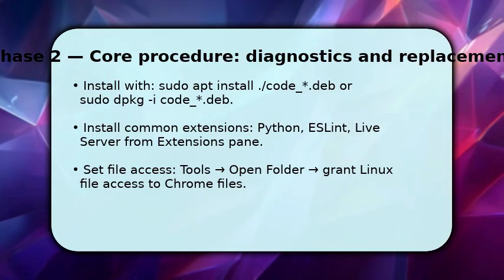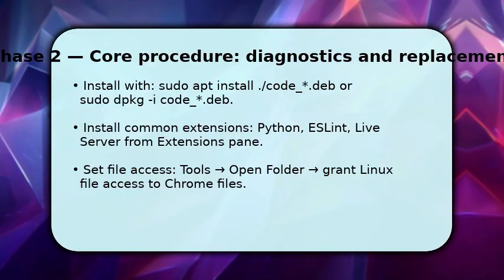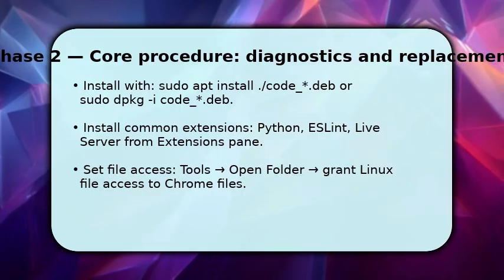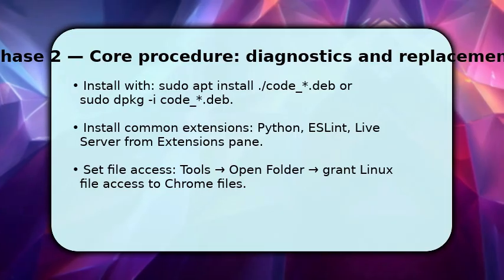Once installed, launch code and install essential extensions for your workflow, for example Python, ESLint, and a live reload tool. Configure settings like terminal.integrated.shell.linux if needed, and give VS Code permission to access Chrome files.